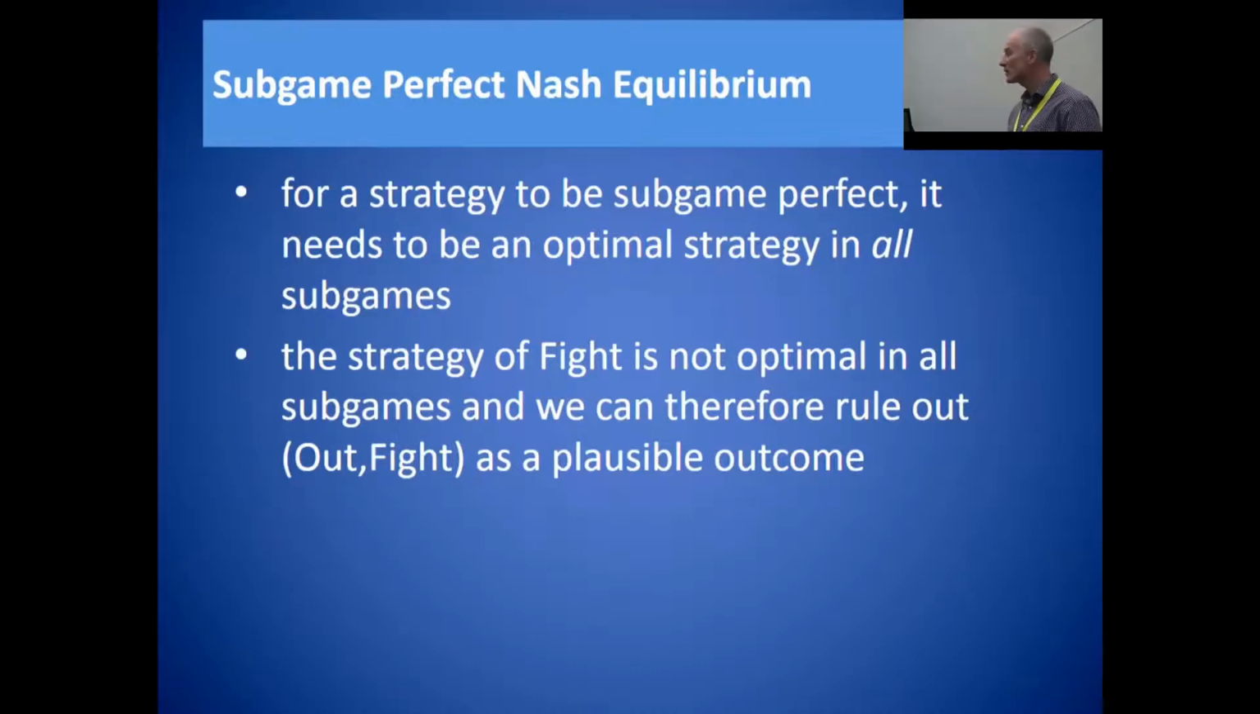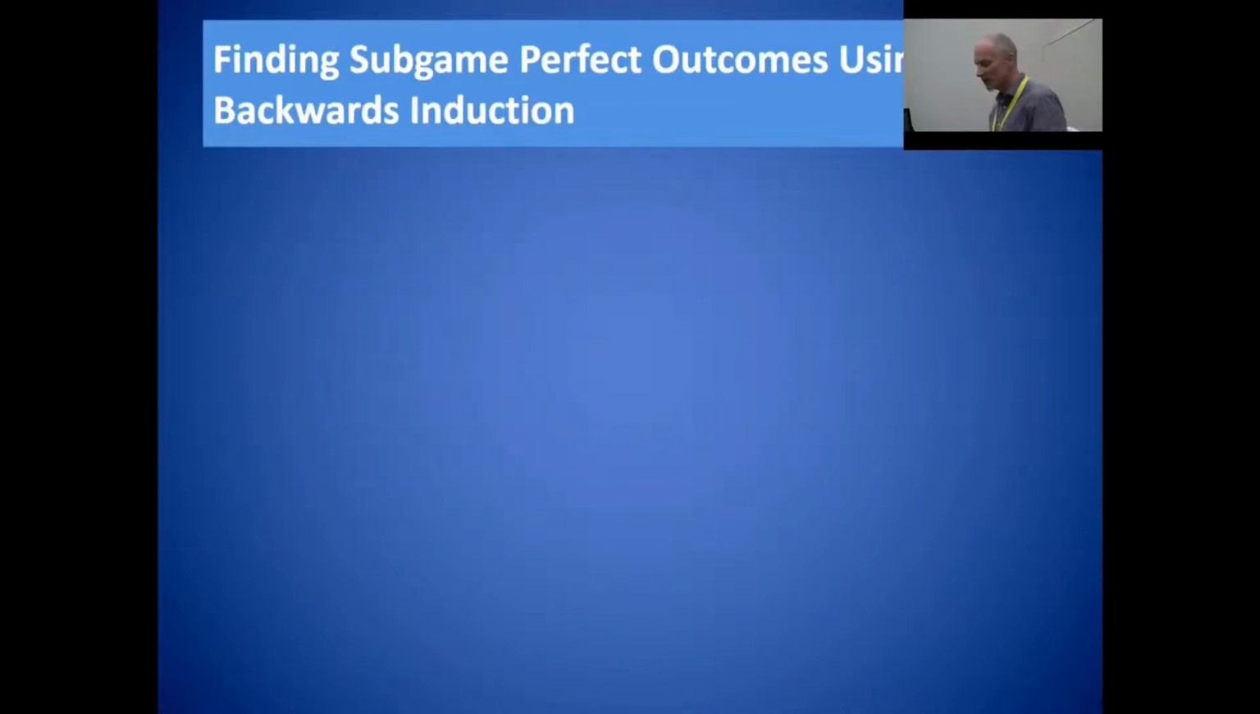Hence, any outcome that we identify in these extensive form games, as well as being a Nash equilibrium, also needs to be subgame perfect. And any outcome identified by that process of backwards induction will fulfill both criteria.